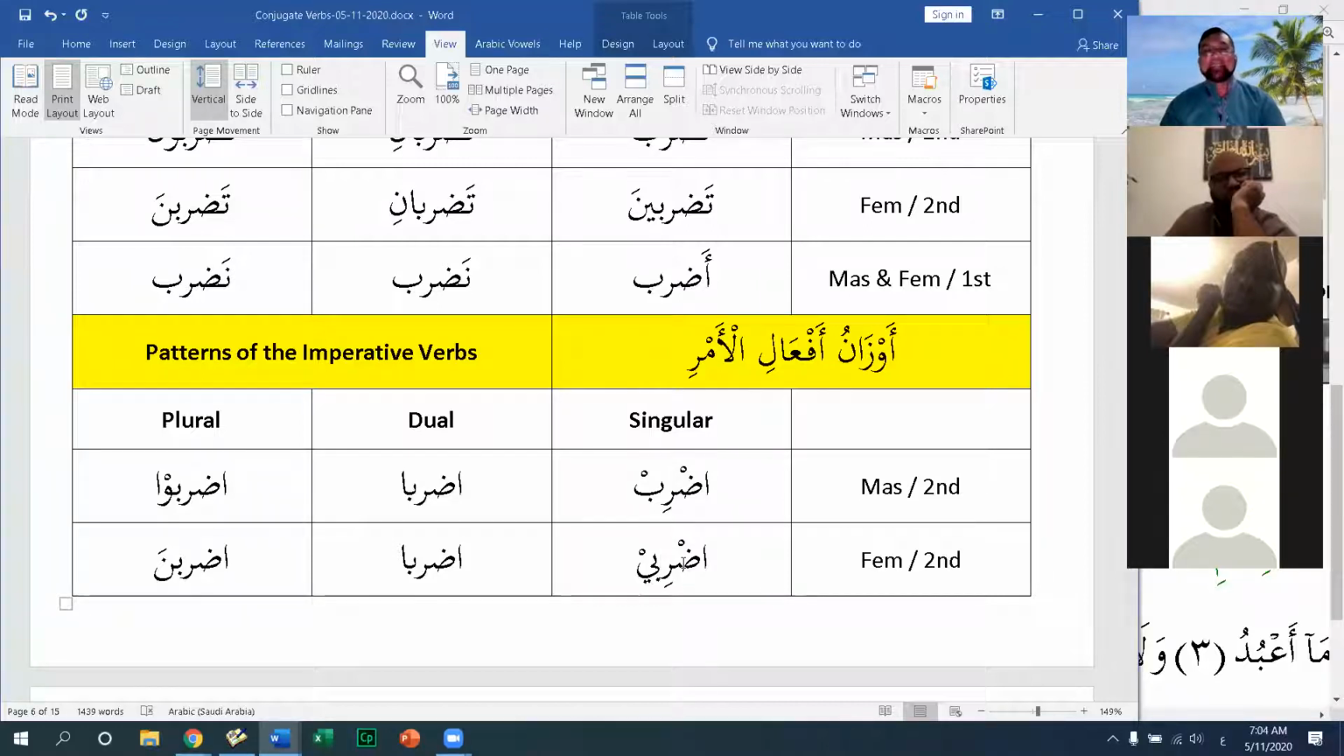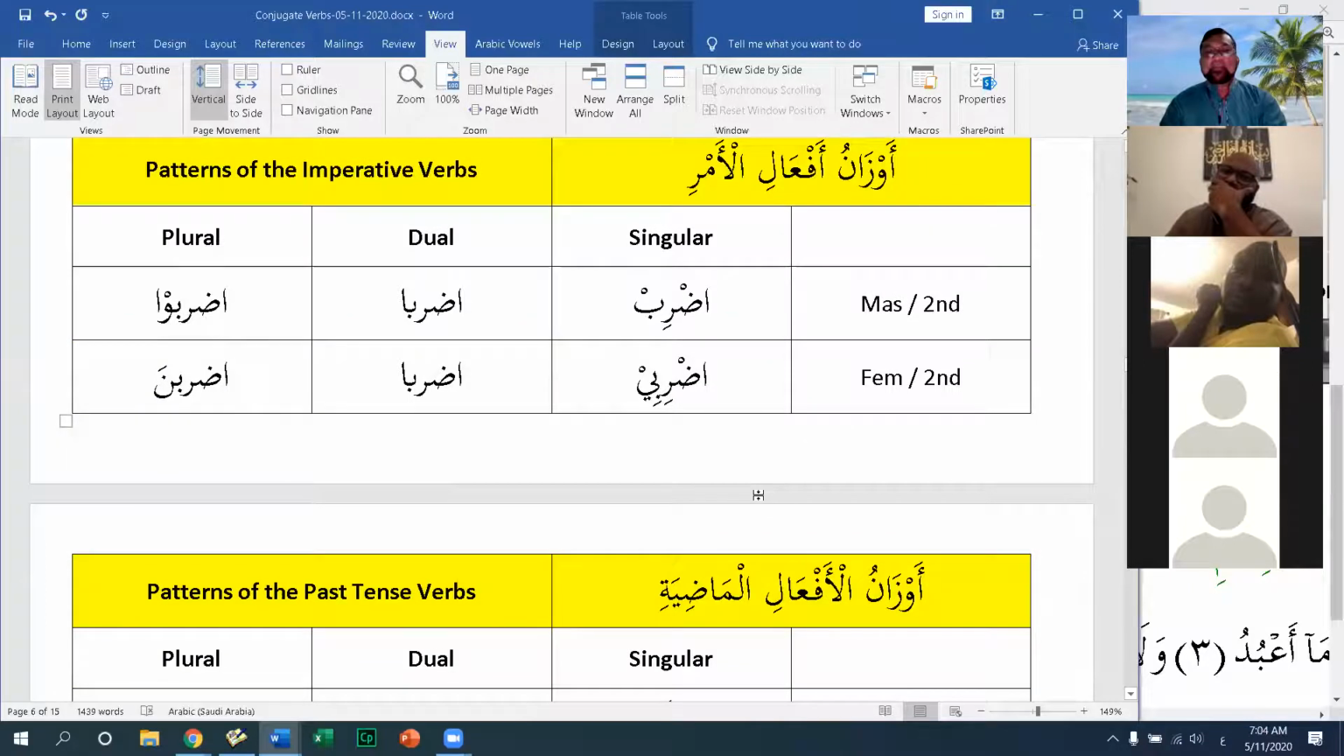Where did you get if'ala? Sorry, I was looking at the pattern. اضربا. أنتم, would it be أضربوا? No, اضربوا. أنتم اضربوا. أنتن اضربنا. And we don't put in the pronoun. I only put it in there for you to know what the pronoun is.